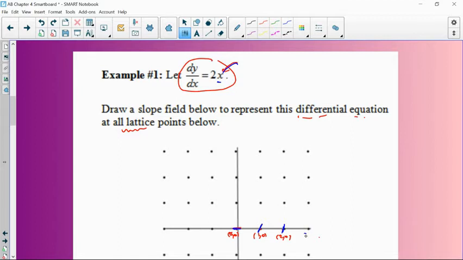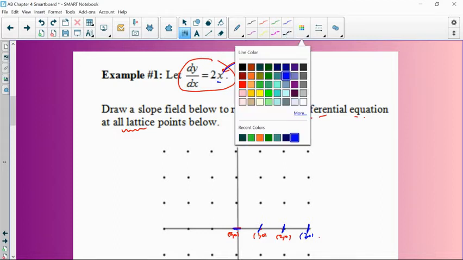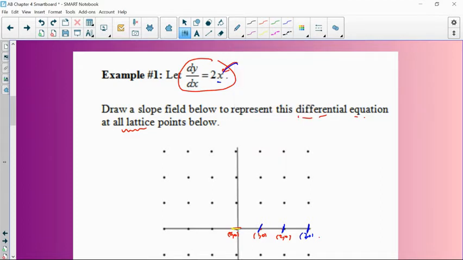Then finally, at (3, 0), I'm really interested just in the x value of 3. 2 times 3 is 6. So I'm going to have a very steep slope of 6. Again, my slope value was 0, then 2, then 4, then 6. I'm just trying to capture the steepness of the slope at that instant. So I'm going to fill in all of these points. And I know what you're thinking. This is tedious, right? There's a lot to do, but there is some pattern.